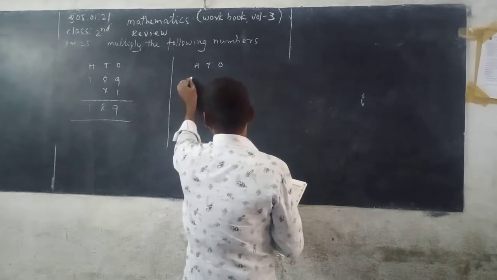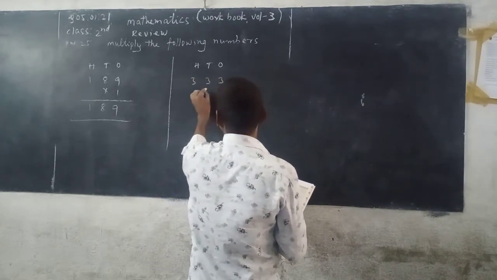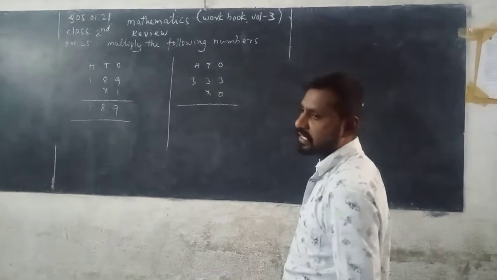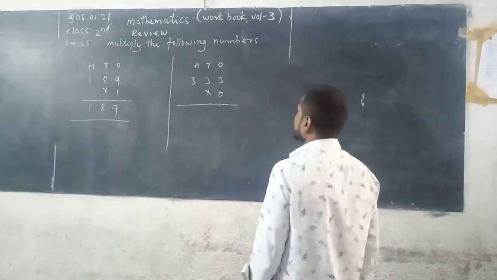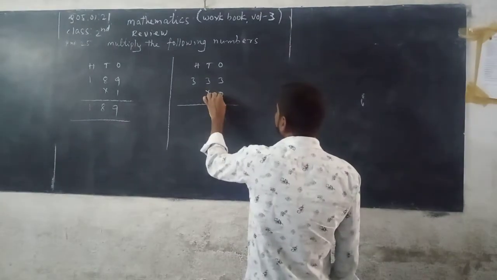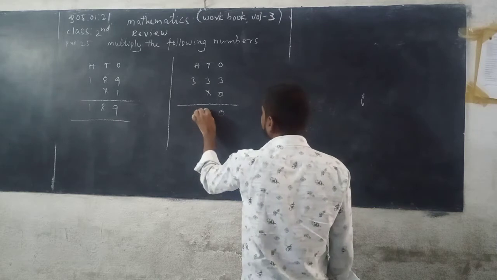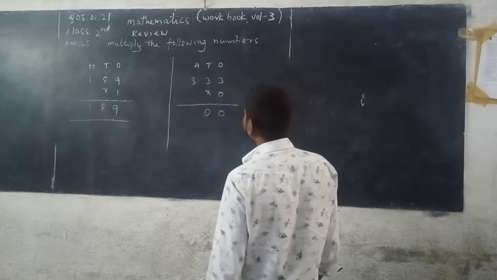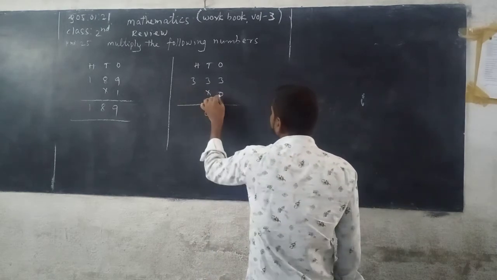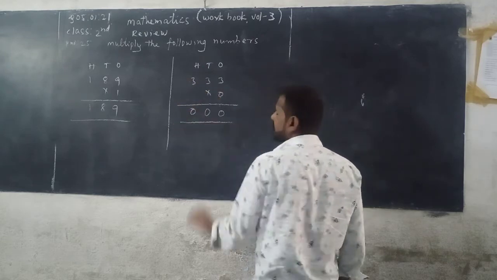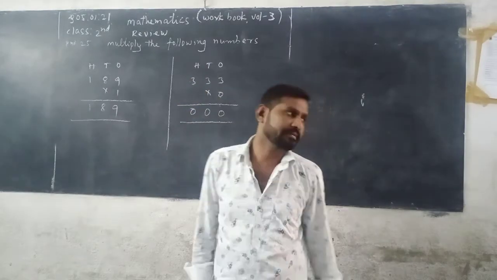Next, 333 into 0. 0 multiplied by any number, the product is always 0. Then 0 into 3, 0. 0 into 3, 0. Then you can multiply the digits in hundreds place. 3 with 0, 0. Product is equal to 0.